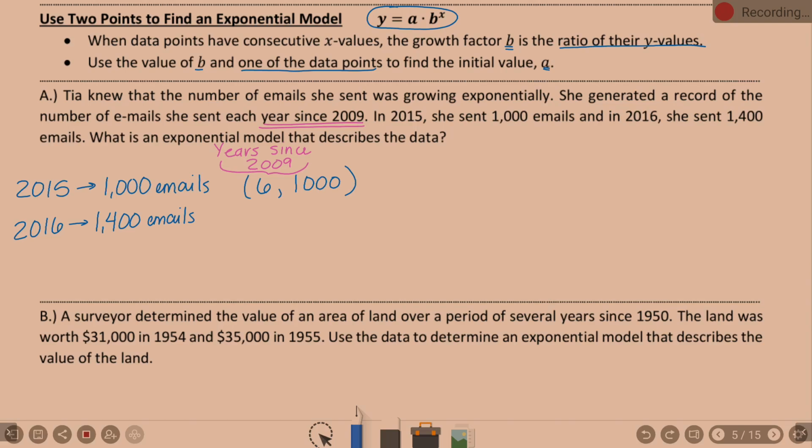What about the year 2016? How many years is that since 2009? 7. And 7 years since 2009, how many emails did she send? 1,400. So those are the two ordered pairs we're going to use.